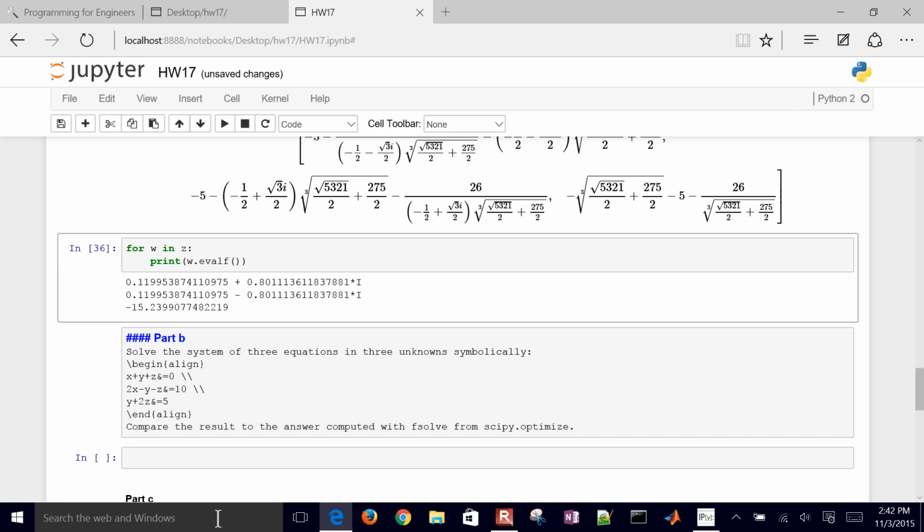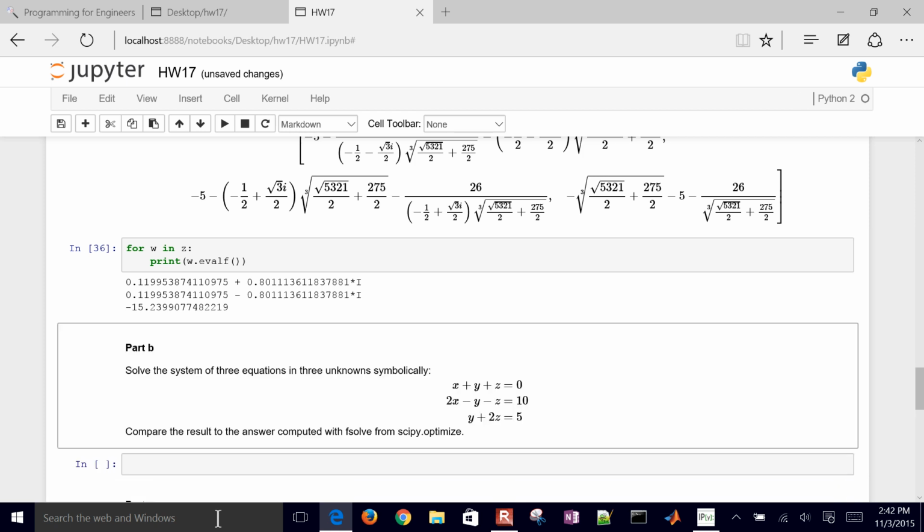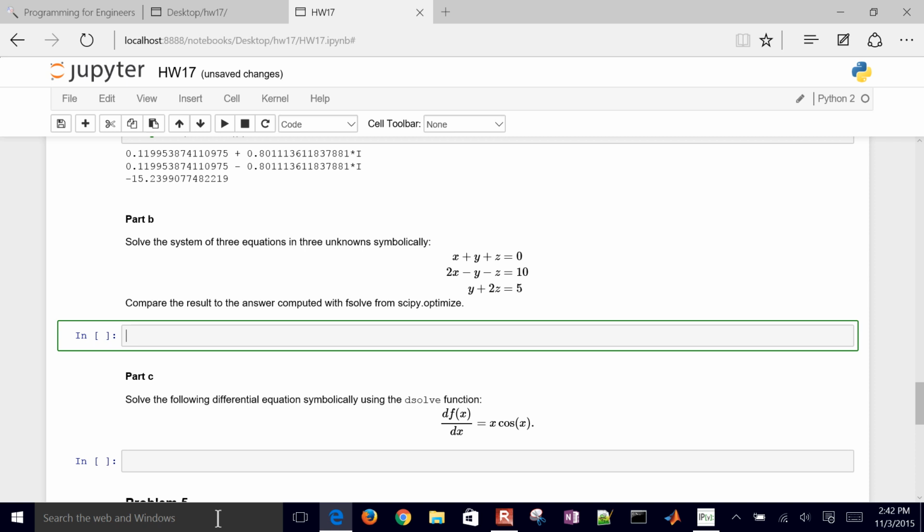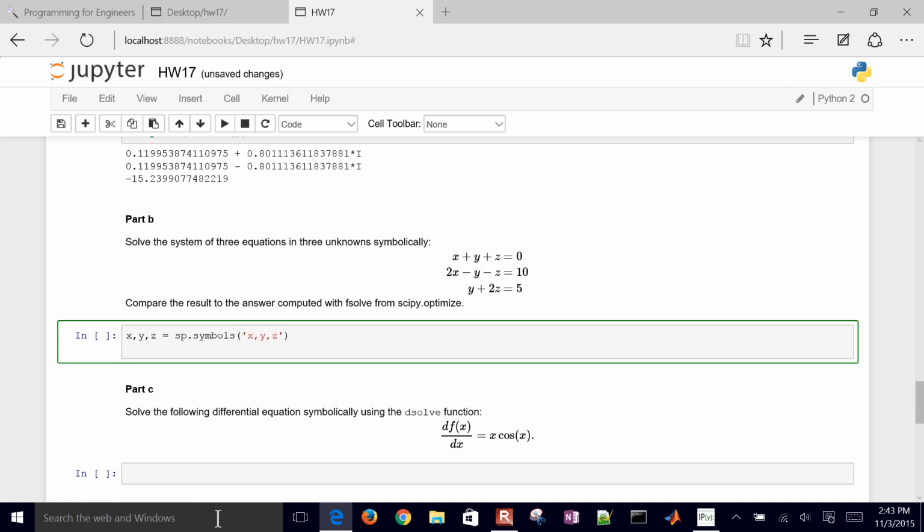Okay, so let's go on to part B. Now here are three equations in x, y, and z, and I want to solve these and then also compare that with the SciPy optimize. First, because I've written a couple of functions that are y and z, let's set these up as symbols again: x, y, and z. So now they're symbols instead of functions.